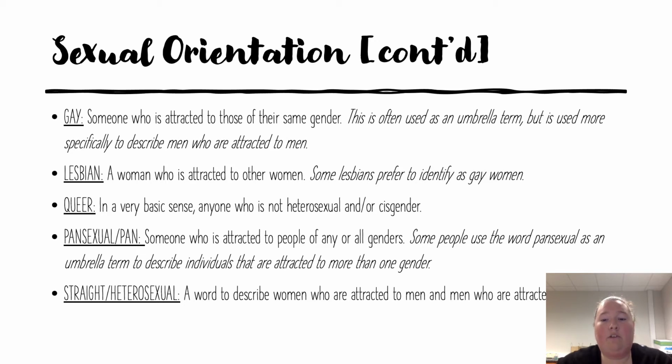Pansexual, or pan, refers to someone who's attracted to people of any or all genders. This is sometimes used to describe individuals who are attracted to more than one gender, so it's closely related to the term bisexual or bi. Straight or heterosexual refers to men who are attracted to women or women who are attracted to men.